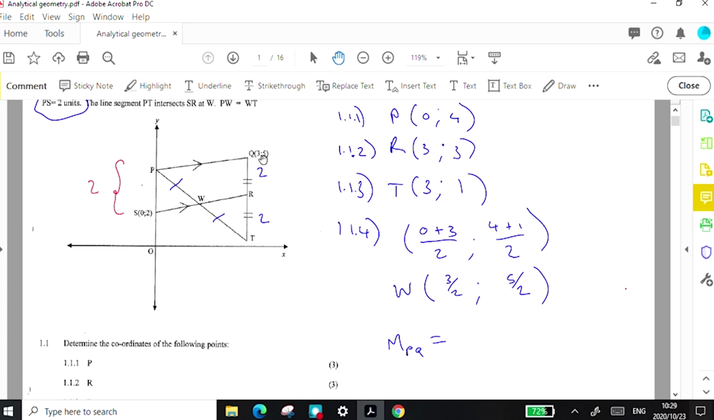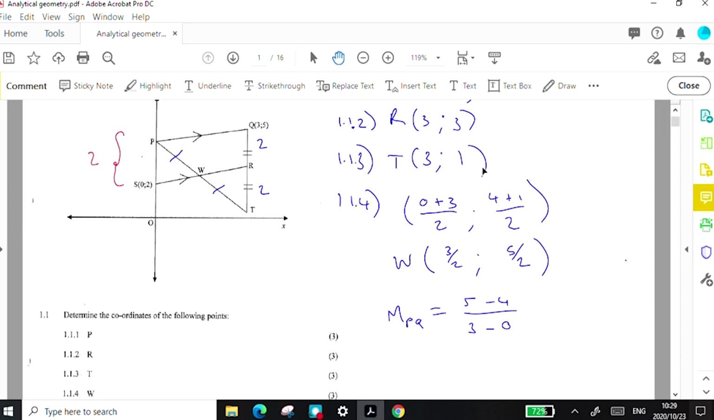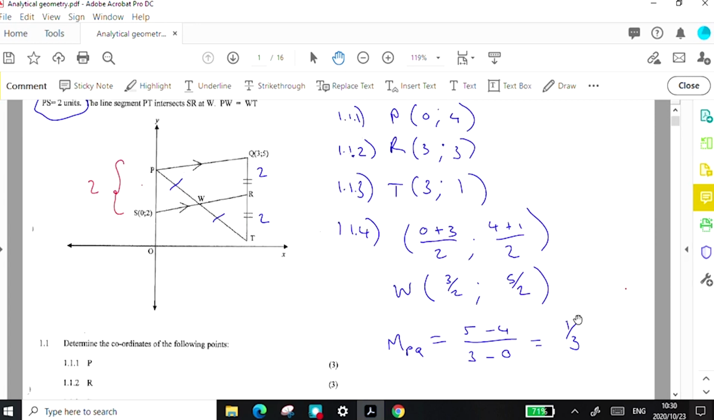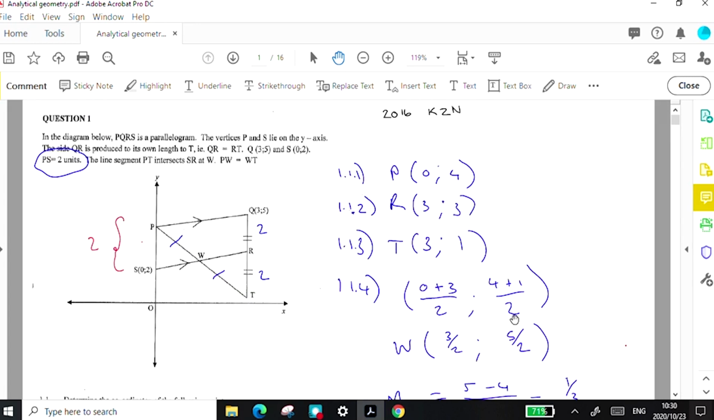And so we have 5 minus 4 divided by 3 minus 0. This is the change in y over change in x using p and q. And this is equal to 1 divided by 2. So the gradient of PQ is equal to 1 over 2. Change in y over change in x.